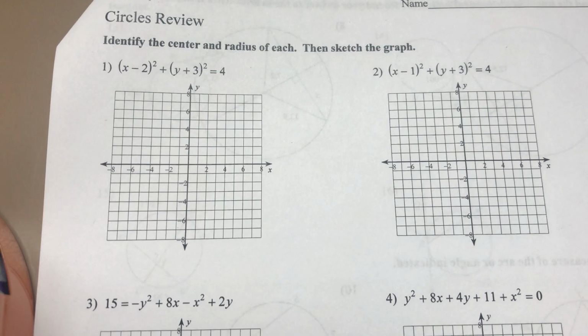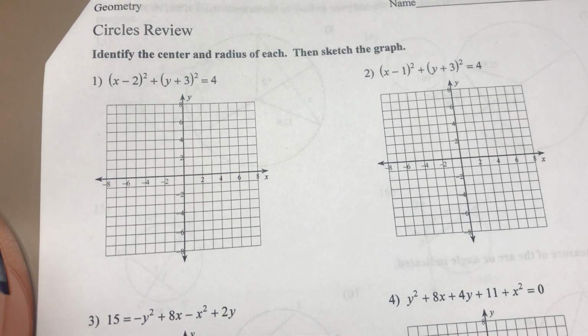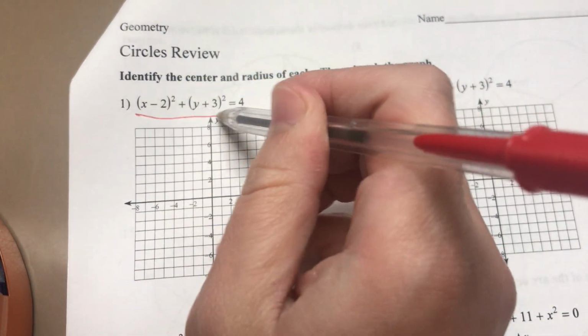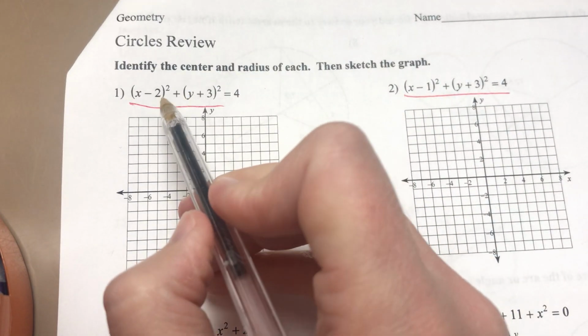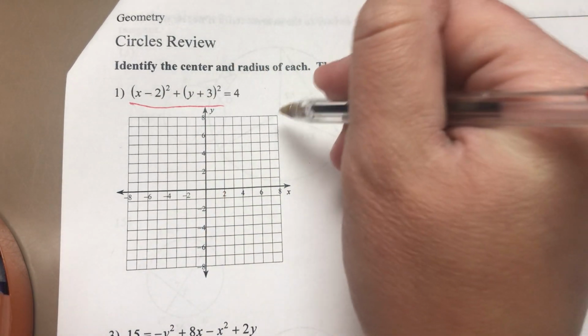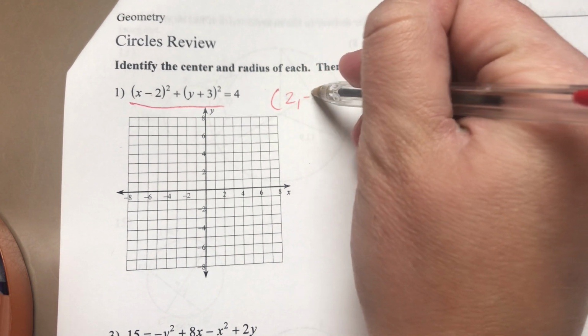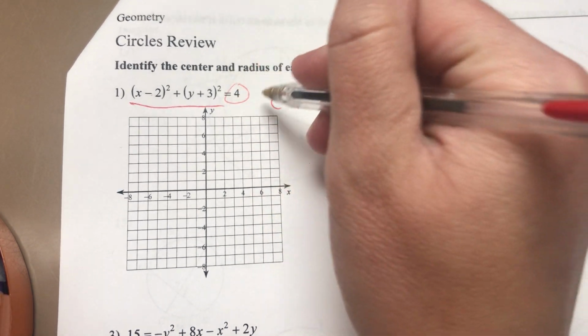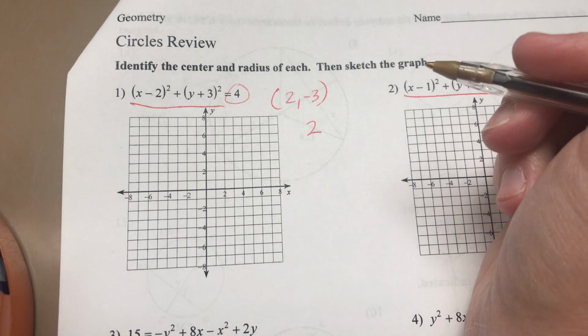All right, circle equations. Identify the center and radius and then graph. So when it's in standard form, this is easy peasy. Remember, the center is always opposite of what it looks. So this is going to be 2 comma negative 3. And then you always take the square root of that number. So the square root of 4 is 2.